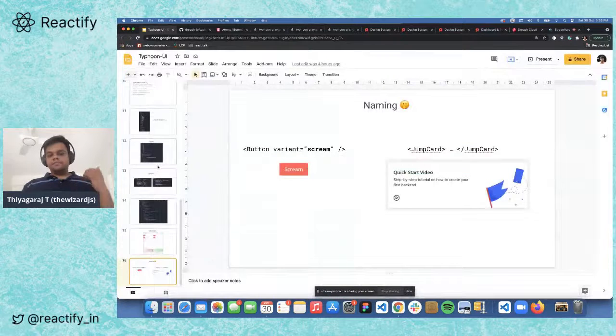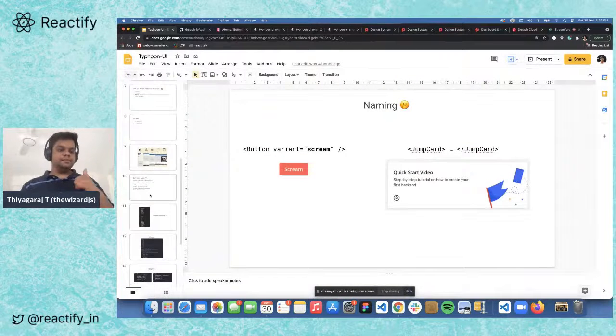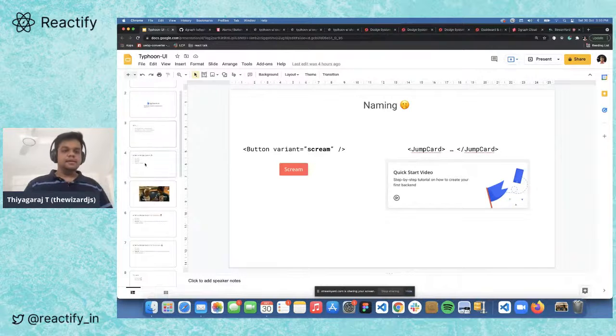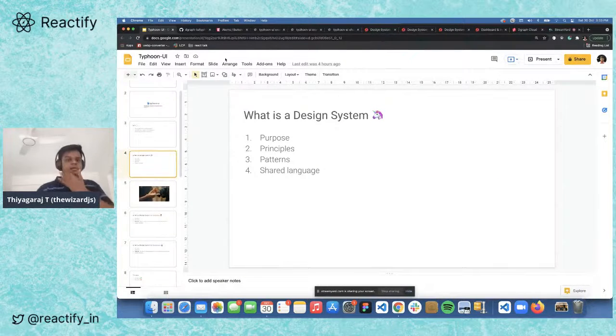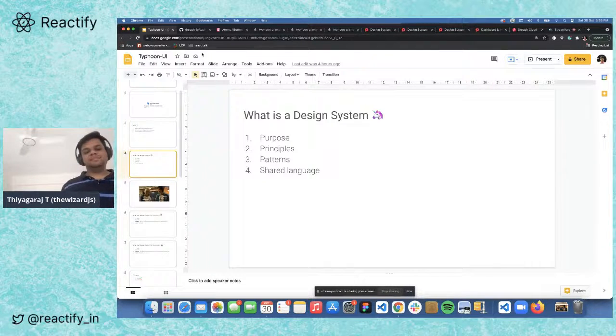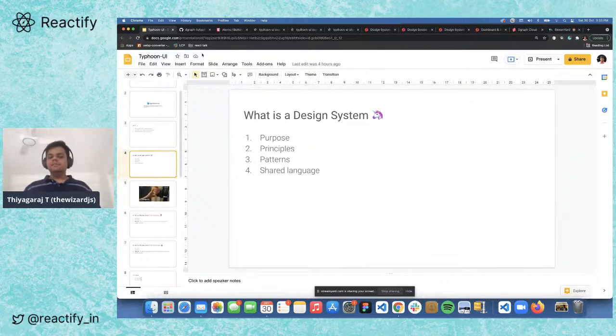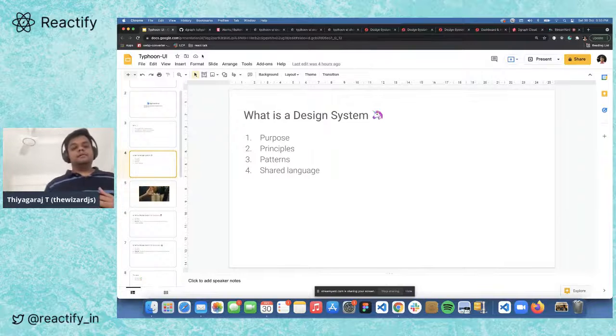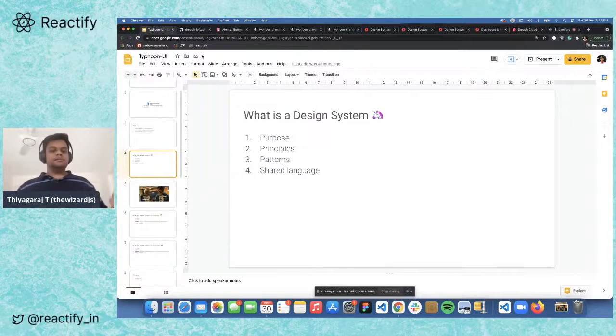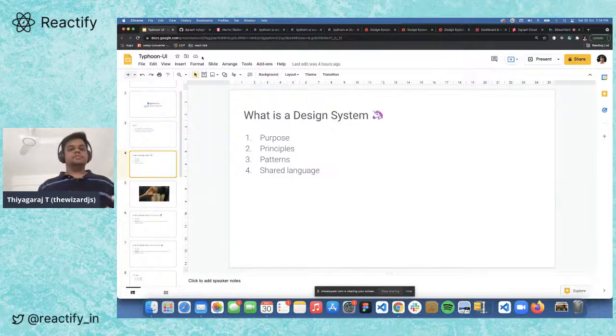Before I close, I'll just summarize quickly the slide, which is a design system. If somebody asks you what a design system is, I think this is what the ideal answer would be. The design system is four things fundamentally, right? One is the purpose, what you're solving, whom you are solving for. Second is principles, how you intend to solve it. Patterns are the tangible components, and the shared language, right? What is the language? How do you talk in the system? That's very important. And these are the four parts of the design system.